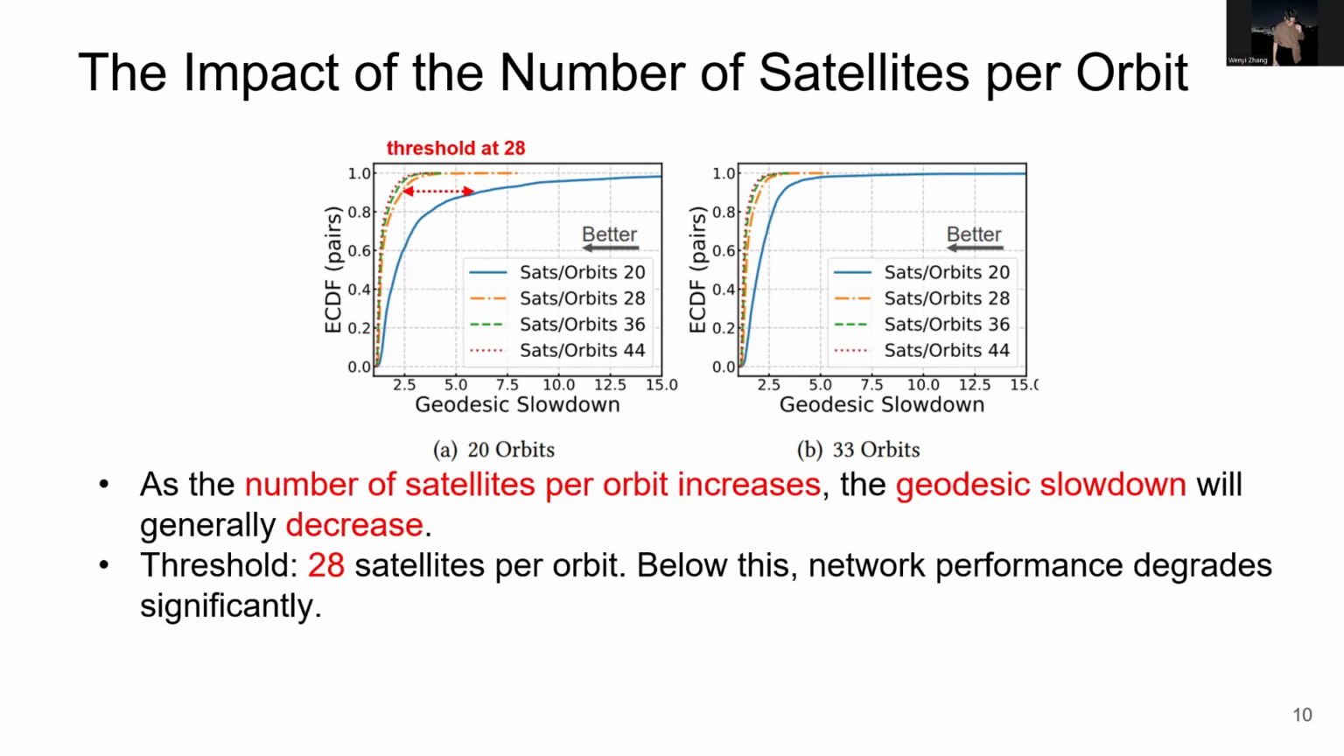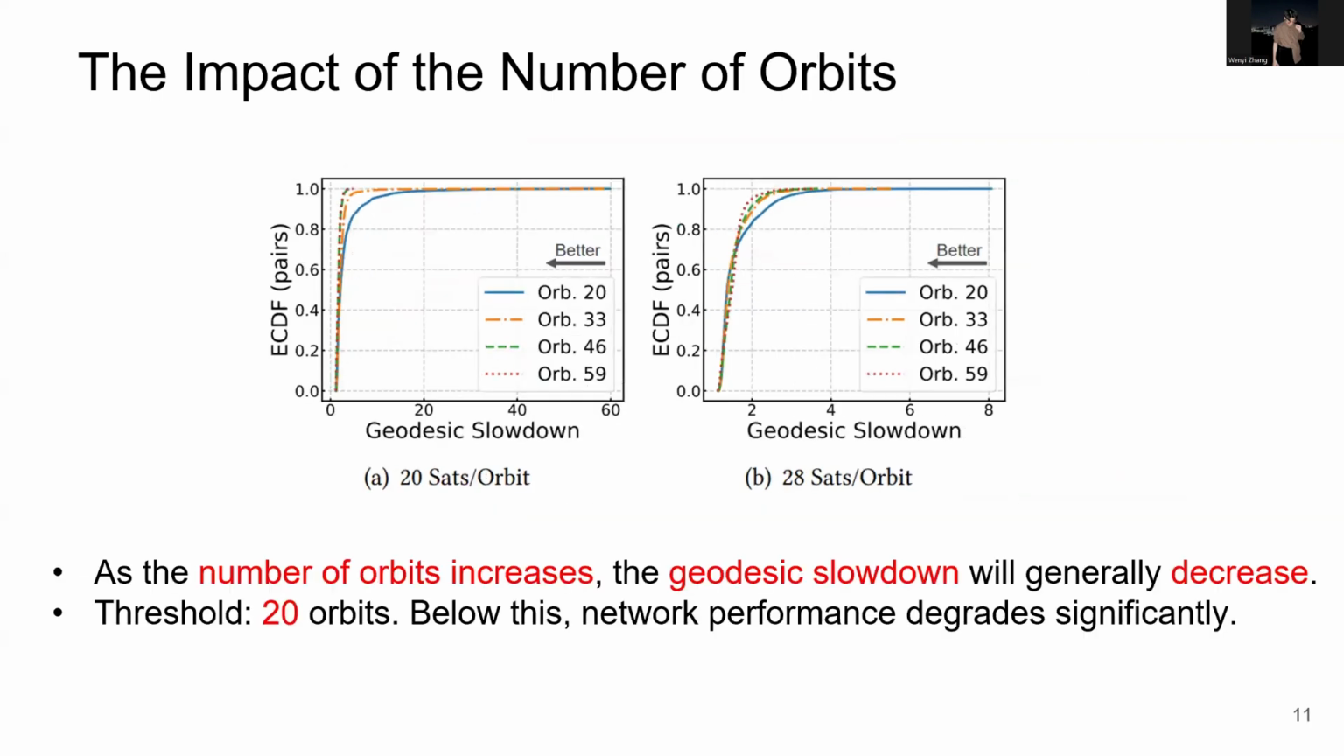We observe that in all cases, as the number of satellites per orbit increases, the geodesic slowdown decreases. We also found a performance threshold of 28 satellites per orbit. Below this, network performance degrades significantly.